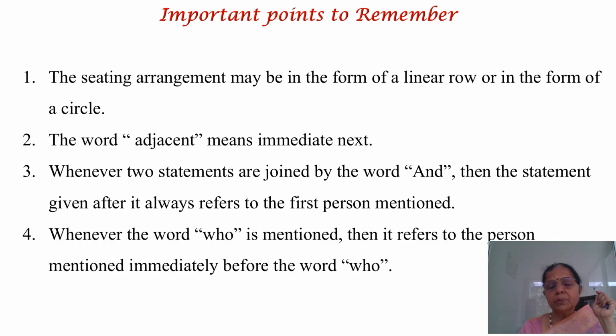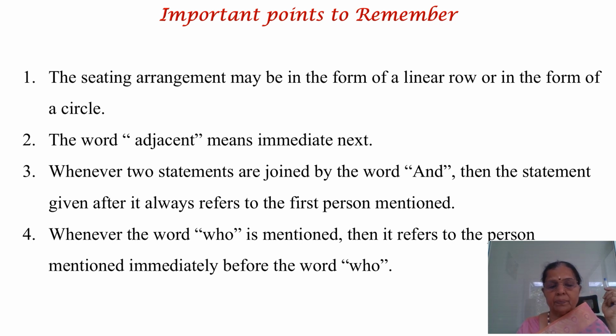Well, now, before going into the problems, I would like to make certain points clear beyond doubt. The first point being that the seating arrangement may be in the form of a linear, horizontal row, or maybe in the form of a circle, because people may be seated in a row or they may sit in a circle. And the second point is that the word adjacent always means immediately next. So the word adjacent means the very next.